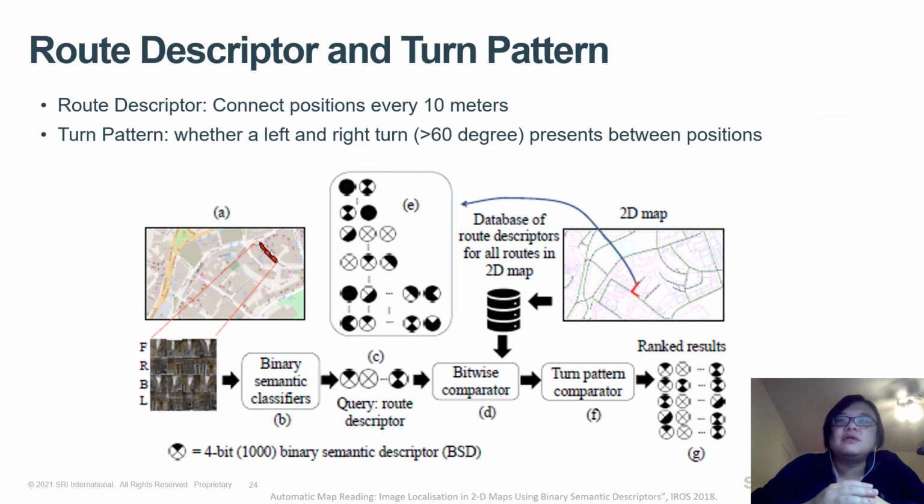So to improve the power of the descriptor, the authors propose an idea to connect these descriptors along the route. Every 10 meters they sample a position and connect these short 4-bit descriptors together. Then during the search, they can compare this connected route descriptor from the query route to the database. They also encoded the turn pattern to indicate whether there's a left turn or right turn present between the connected positions.